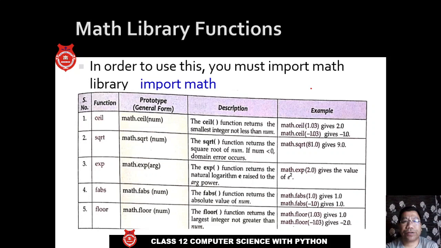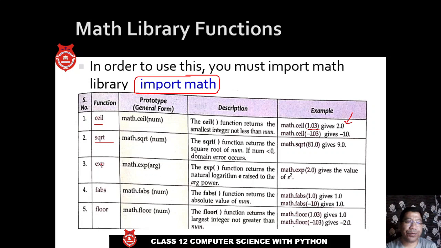Now let's quickly go through the different math functions which are provided in Python and ready to use. But in order to use them, please remember that you have to import math. If you are not specifying this, you will not be able to use them. First, ceil. You can give any number to be ceiled. If I give math.ceil of 1.03, it will go up to 2. If I give minus 1.03, it will go up to minus 1.